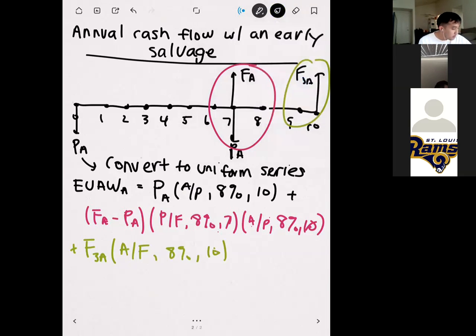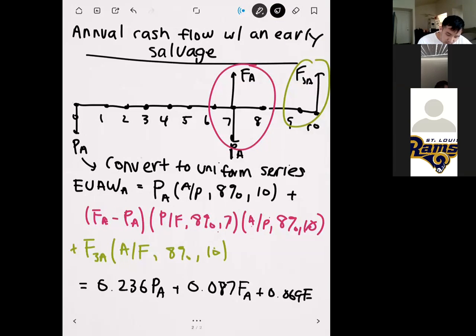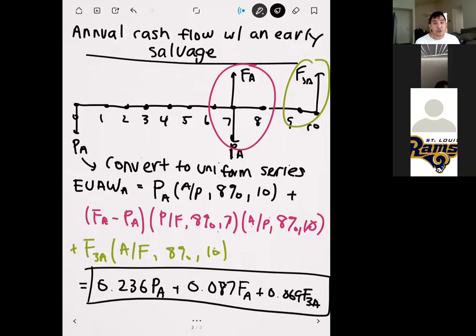And so if we plug in the numbers from the table, what we get is 0.236 PA plus 0.087 FA, and then plus 0.069 F3A. And so that's our expression there for the EUAW for option A, which has the following cash flow diagram.